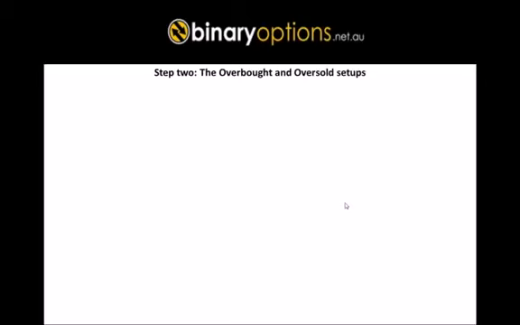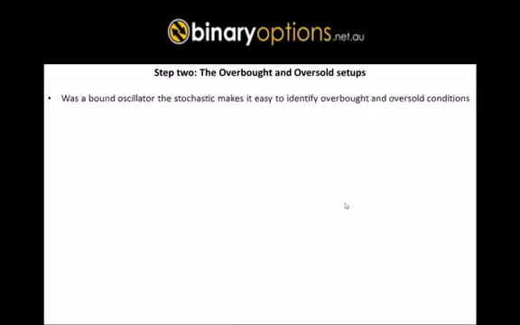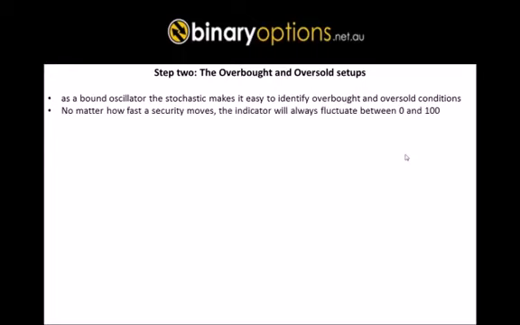The first setup we're going to be using with the stochastic oscillator is the overbought and oversold setups. As a bound oscillator, the stochastic makes it easy to identify overbought and oversold conditions. No matter how fast the security moves and no matter how long the trend is, the indicator will always fluctuate between 0 and 100. This is important, and you're going to see why in just a minute.